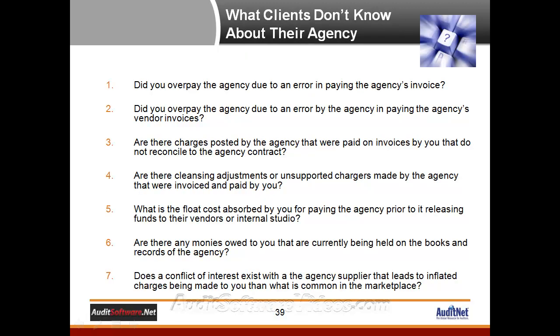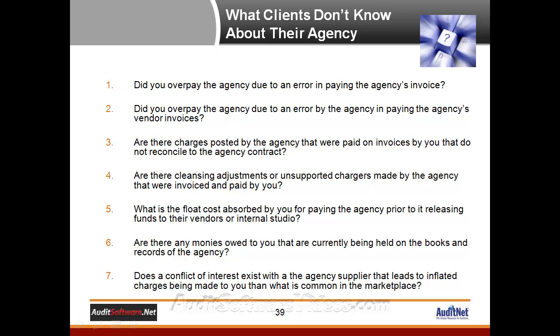I think when you look at an agency in this case, and this was meant for an advertising agency, but it could relate to every contract audit. You could change agency for the word vendor and it would work fine. Did you overpay the vendor due to an error in paying that vendor's invoice? More on your end, you paid a fax and then paid a regular copy.